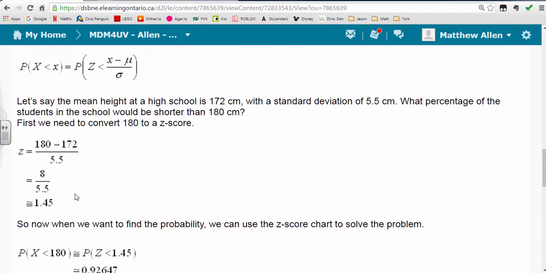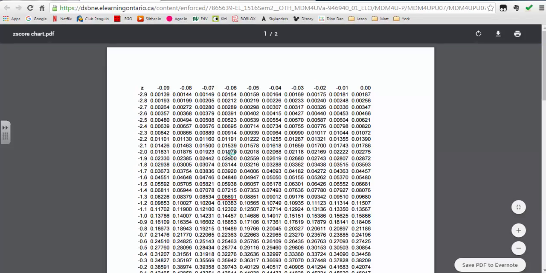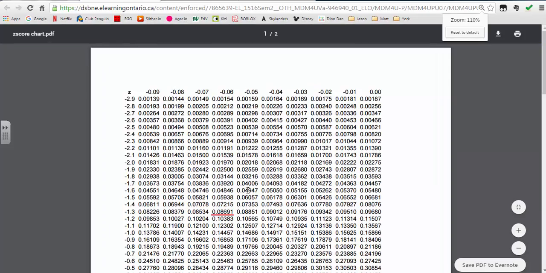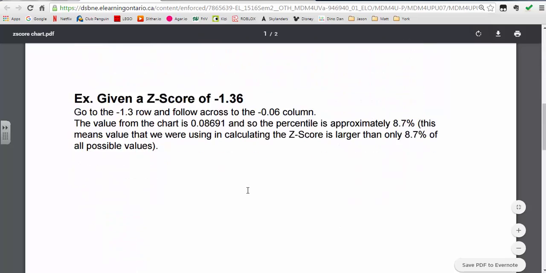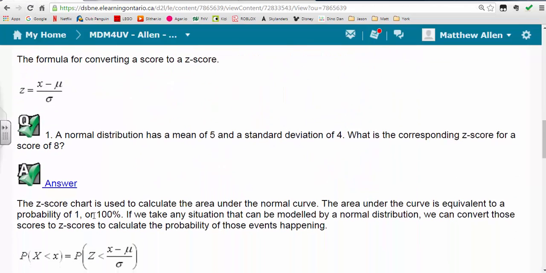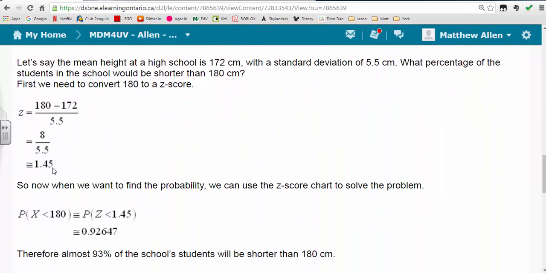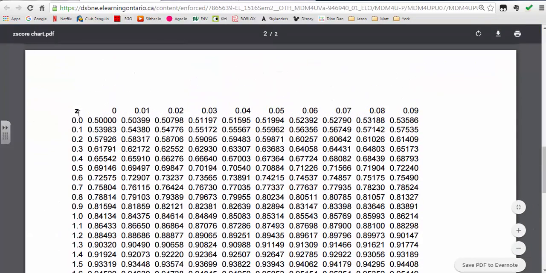The math is pretty simple at that point, giving 1.45. But I think what some people also missed is the idea that we have to then go to a z-score chart here. I don't know if it's open. And the chart itself just allows me to look up values to determine those percentiles. So the number I had in this question, 1.45, I'm just looking on the chart down the Z column here.